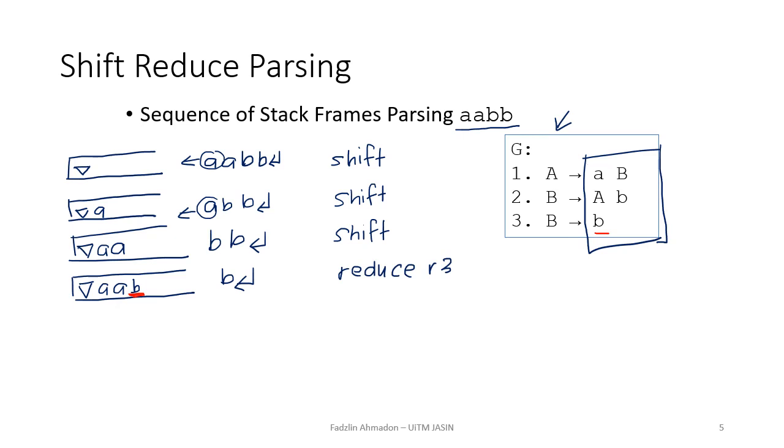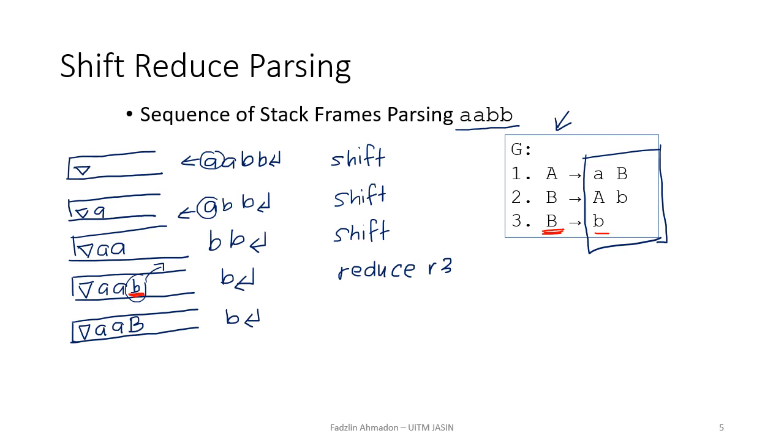So what is going to happen is we're going to take out the single B, and then we're going to replace it with the symbol on the left hand side of rule 3. So our stack now is AA capital B, and then we are left with still the current input of B and marker.